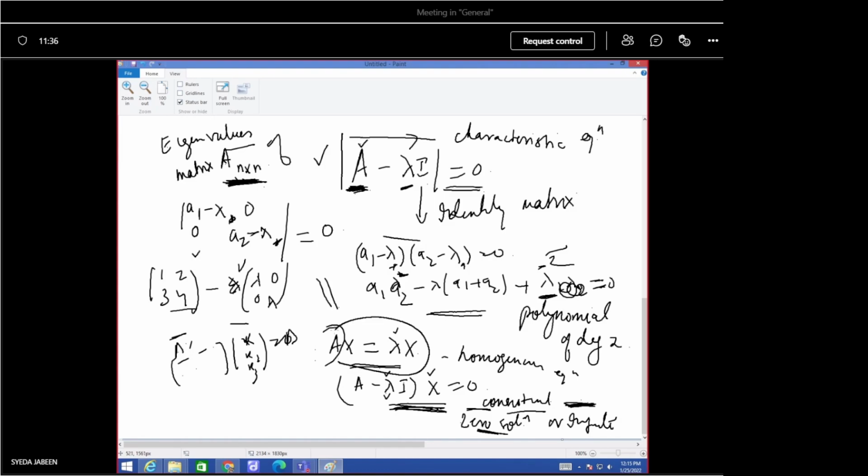So finally, what we have to do in order to get the vector, we have to consider this homogeneous equation, put the value of lambda that we have got in the above equation. Then you get the system of equations, solve the system of equations, and find the value of x.